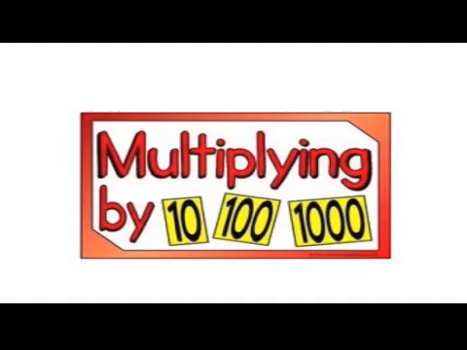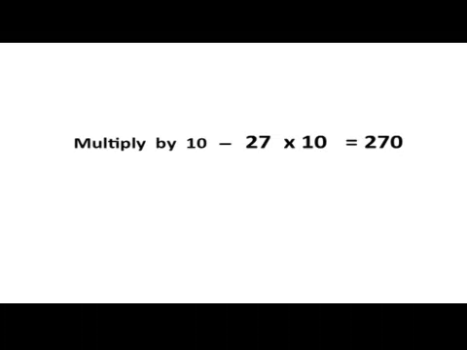Then, multiplication of a number by 10, 100 and 1000. To multiply a given number by 10, just insert a 0 on the right of the given number. Can you see an example? When you multiply 27 into 10, just add a 0 on the right side of the given number. We will get the answer as 270.